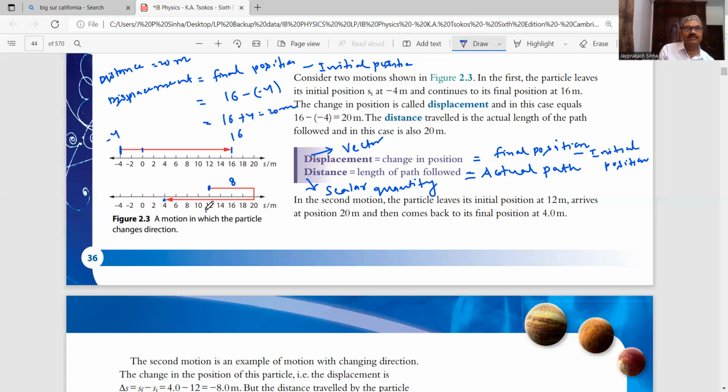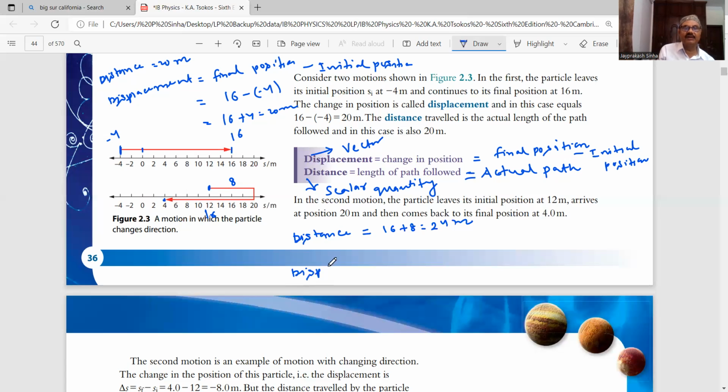So we'll write here 16. Isn't it? So this is 8, and this is 20 minus 4 is equal to 16. 16 plus 8 is equal to 24. So this is your distance. Distance is equal to 16 plus 8, which is 24 meters.